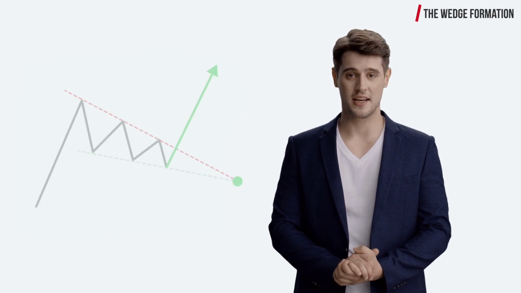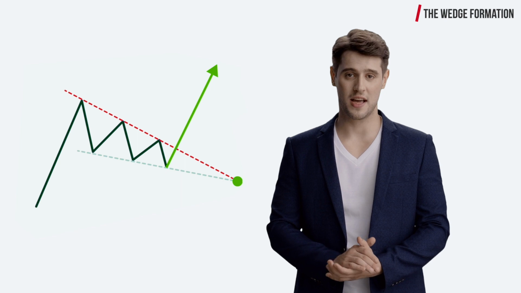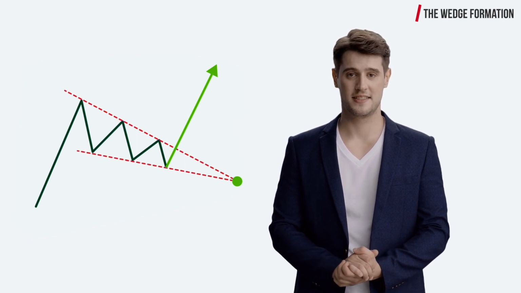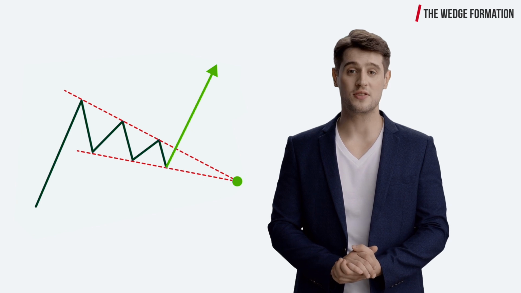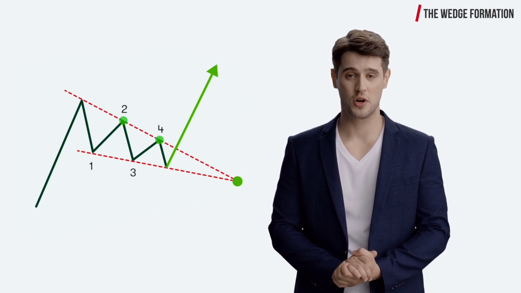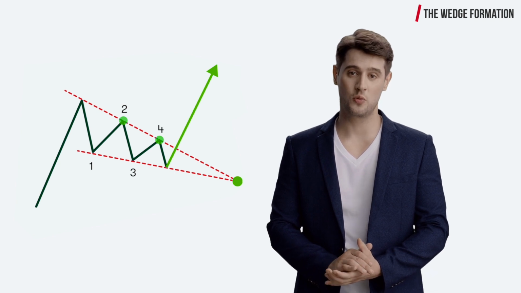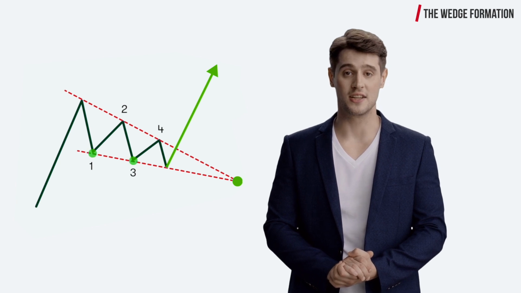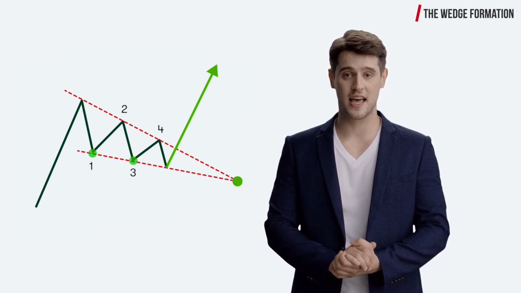On the other hand, a falling wedge is characterized by a descending upper line and a slanting lower line. This means that the lower highs are forming faster than the lower lows. In points, this means that point 4 is significantly lower than point 2, creating a descending upper line, whereas point 3 is only slightly lower than point 1, making only a slant.